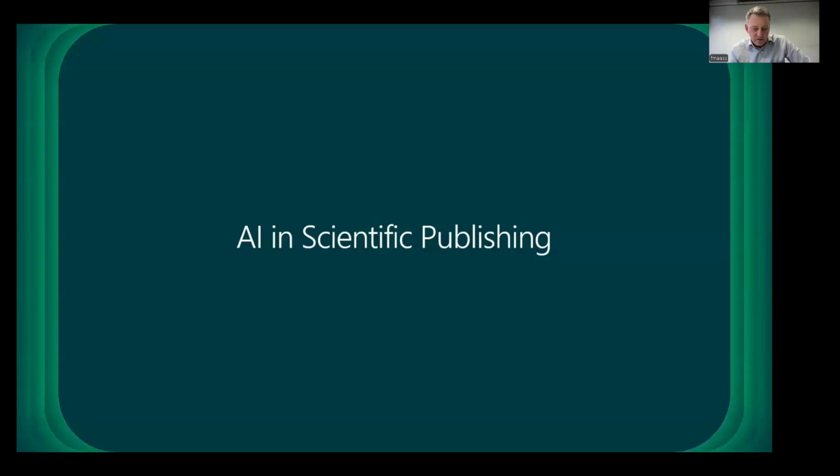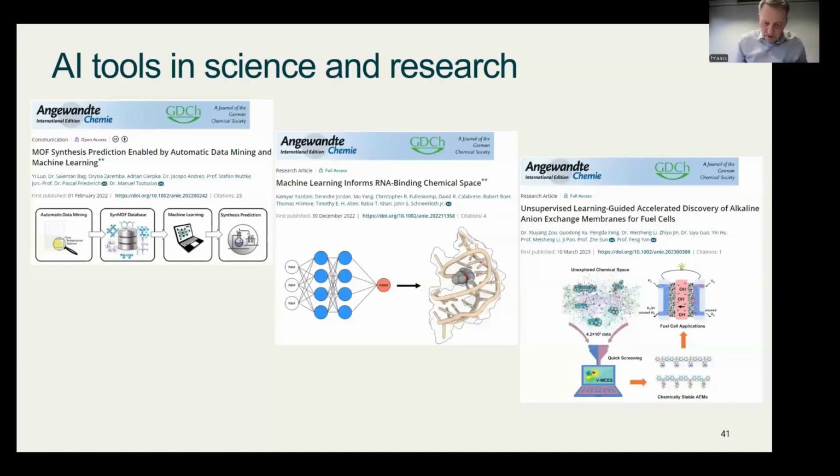A few slides on AI tools in scientific publishing. Artificial intelligence, as we all know, is rapidly becoming part of scientific research and publishing. AI-based research is very welcome in Angewandte Chemie. Here are, for example, 3 papers based on machine learning that were published in Angewandte. But this is not what I want to talk about here.